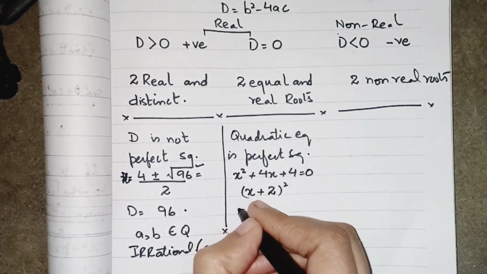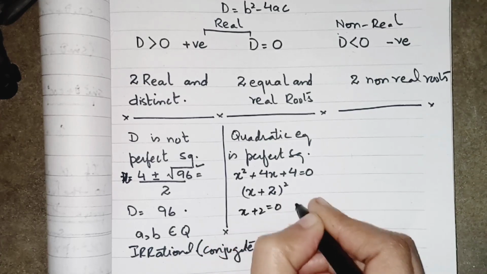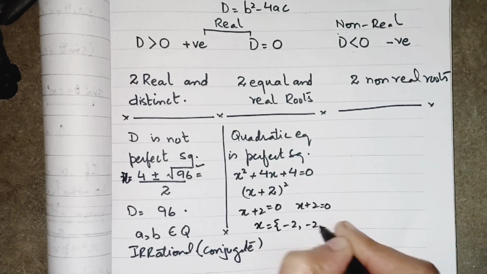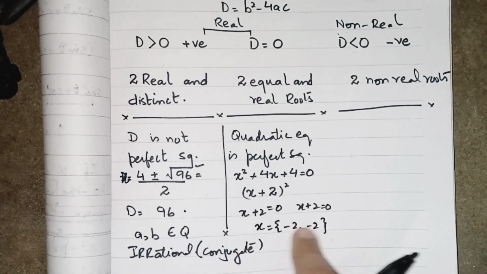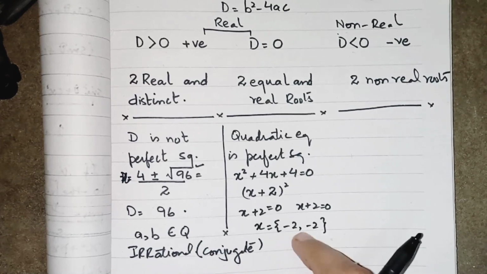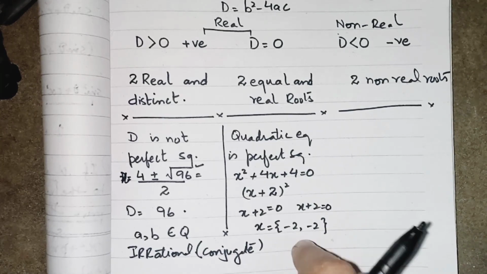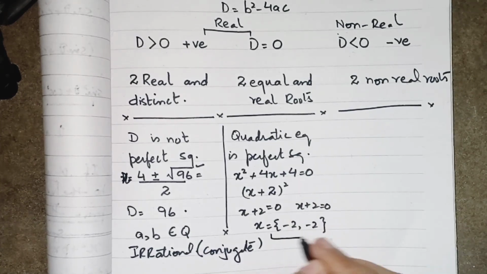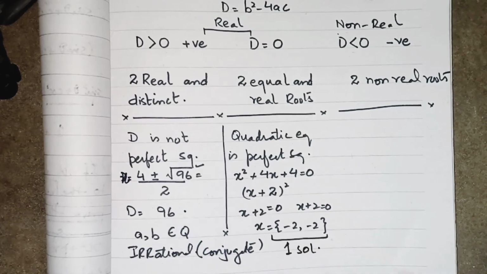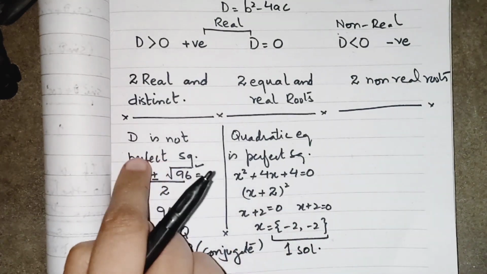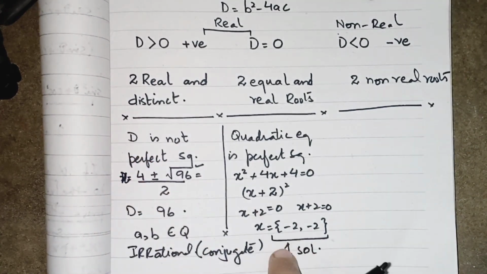So whatever we have, x minus 2 equals to 0 and x minus 2 equals to 0, which gives us x equals to 2 and 2, which means both values are the same, which shows that we have equal roots. This kind of root is known as one solution. It has one solution but two roots. The difference between this and the previous case is that it had two solutions and two roots. This one has one solution and two roots.